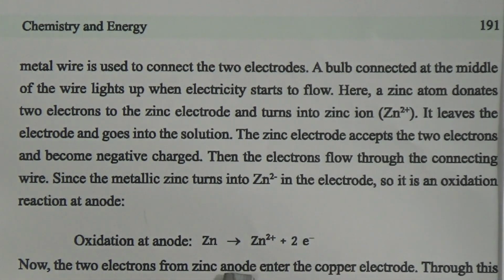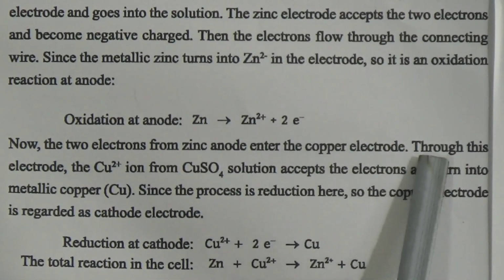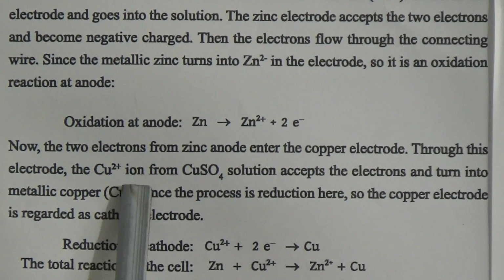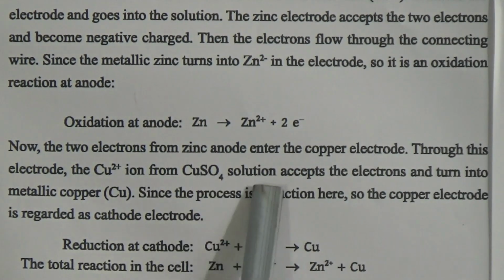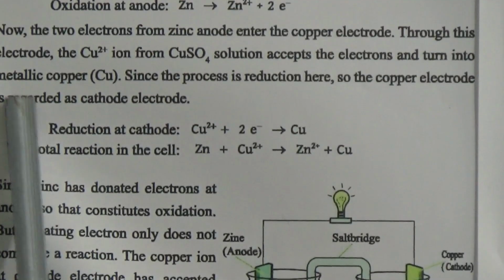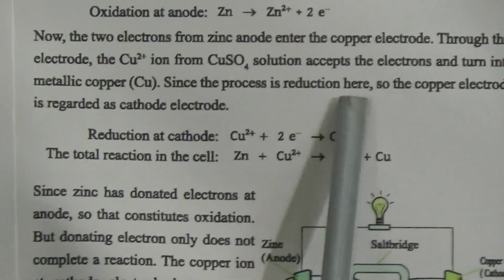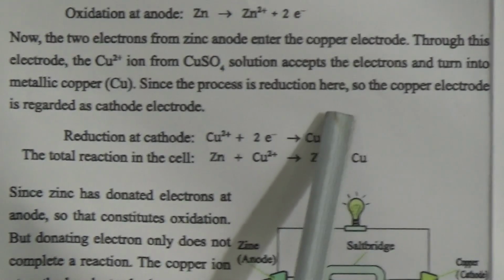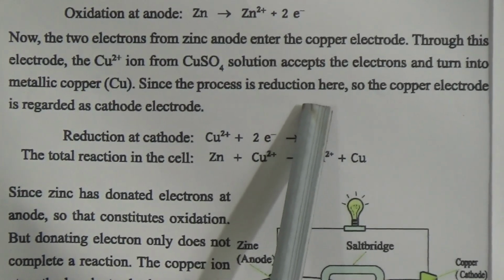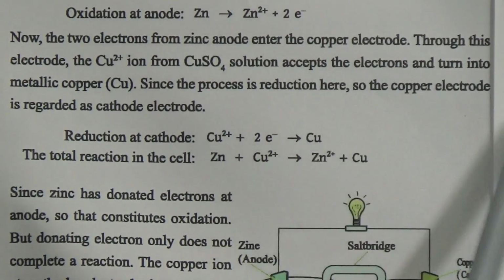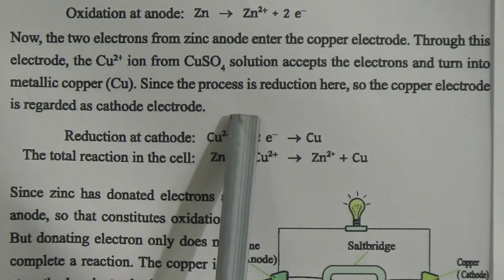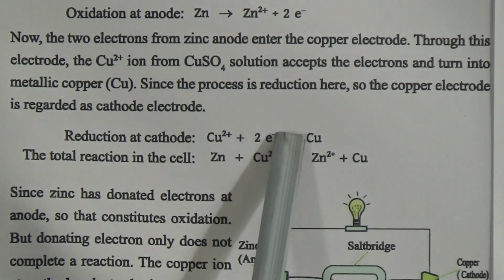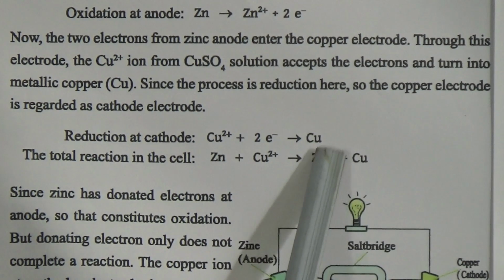Now 2 electrons from the zinc anode enter the copper electrode through the wire, and through this electrode the copper cations from the copper sulfate solution accept the electrons and turn into metallic copper. Since the process is reduction here, we know donating electrons is oxidation and accepting electrons is reduction. At the anode oxidation occurs and at the cathode reduction occurs. So the copper electrode is regarded as the cathode, and here the copper ion accepts 2 electrons and becomes a copper metal atom.